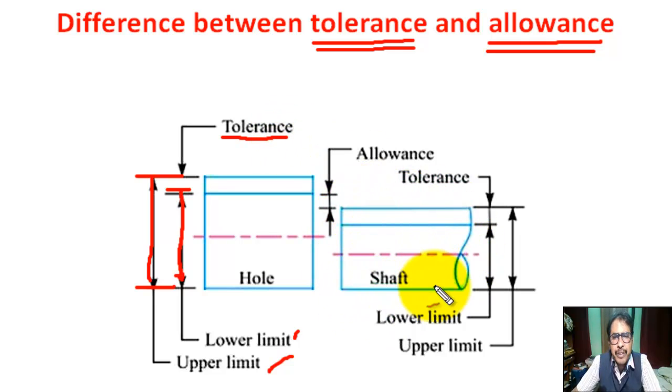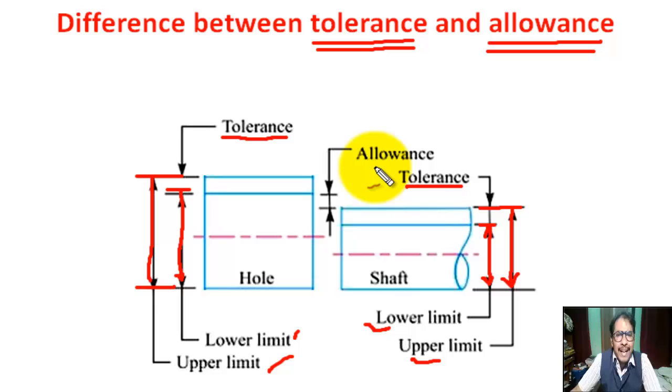This is the shaft, this is the upper limit of the shaft, and this is the lower limit of the shaft. The difference between the upper limit of the shaft and the lower limit of the shaft is called tolerance.